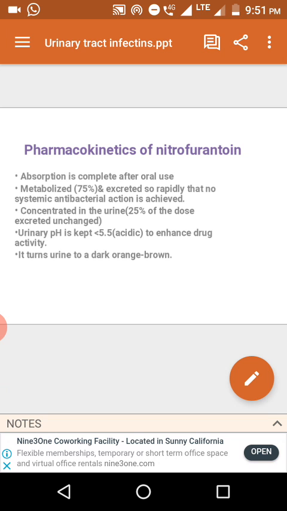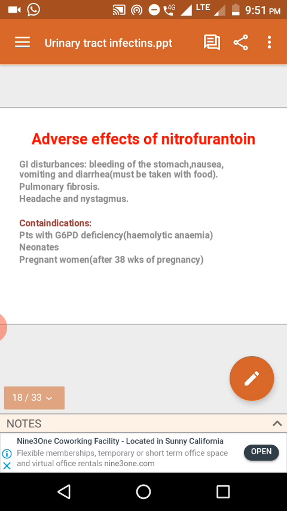Urinary pH is kept acidic to enhance the drug activity, because in acidic pH the active nitrofuran form is more. It turns the urine dark orange brown because of its color. Adverse effects: major adverse effects are GI side effects, bleeding of the stomach, nausea, vomiting, diarrhea. These are because of GI irritation, and you can avoid them by taking the drug with food.